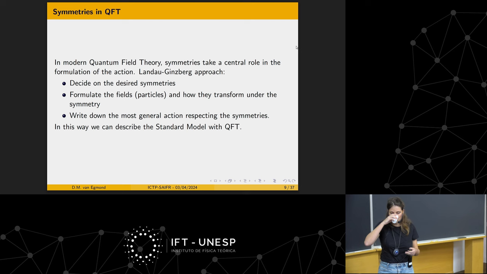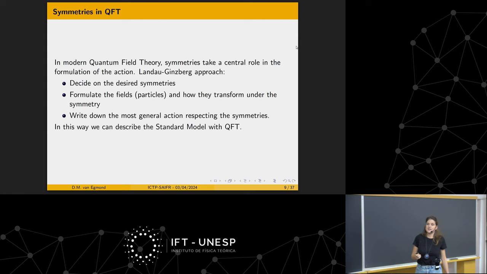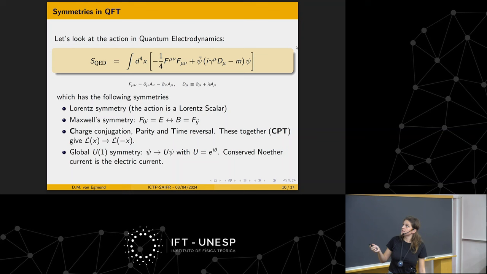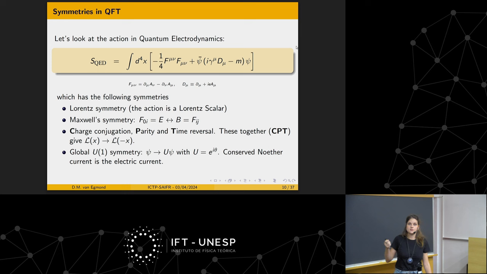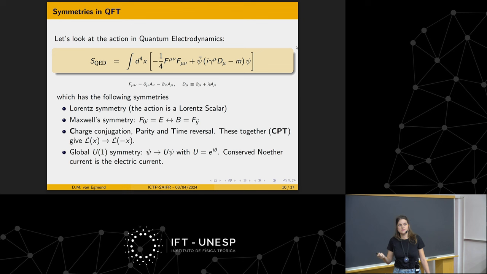And in this way, we can describe the standard model with quantum field theory. So I'll give the easiest example of part of the standard model, which is quantum electrodynamics, which describes photons and electrons. Here we see the action that's formulated. In the action, we see the fields, which here are these A fields, which are the photons. And here we see the psi fields, which are the fermions, which are the electrons. We see dynamics for the photons. We see interaction from this A between the photons and the fermions. And we see a mass term for the fermions. This is the most general action that we can write down respecting the symmetries that we decide upon.